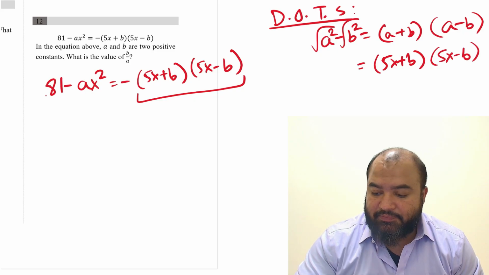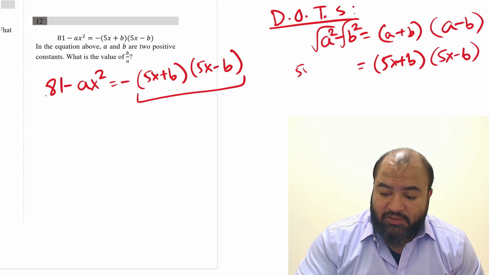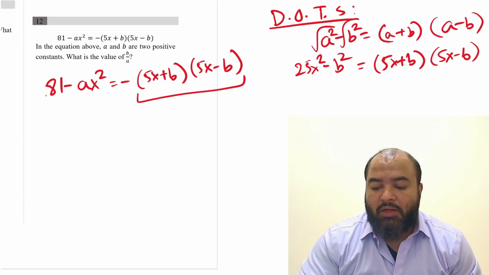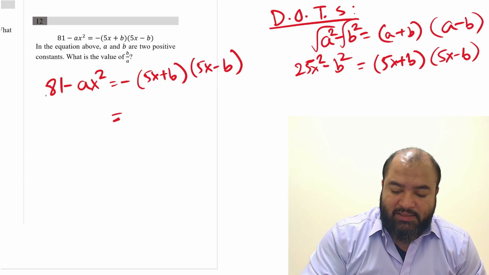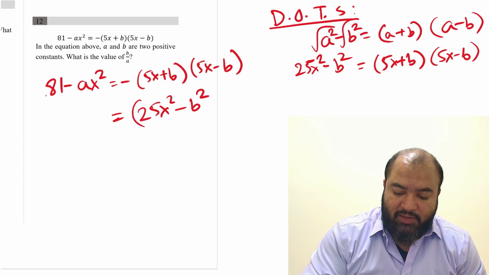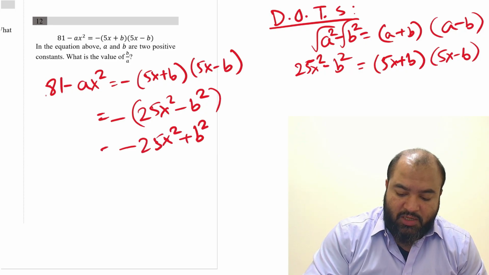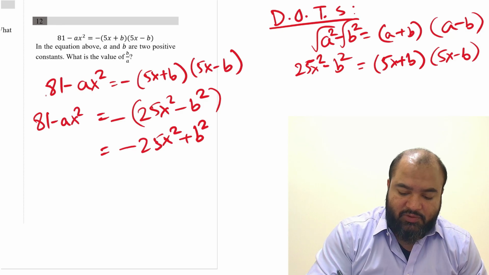I can write it as 5x squared, which is 25x squared minus b squared. Because square root of 25x squared will be 5x, and square root of b squared is b. So I can rewrite this as 25x squared minus b squared. But remember, there was a negative outside. Well, that negative I'm going to distribute it. So it will be negative 25x squared plus b squared. On the other side, I had 81 minus ax squared.